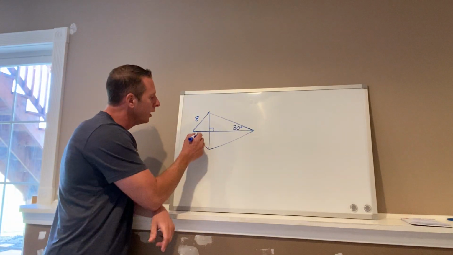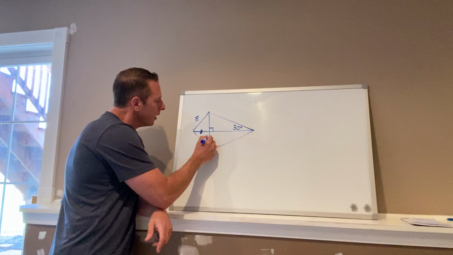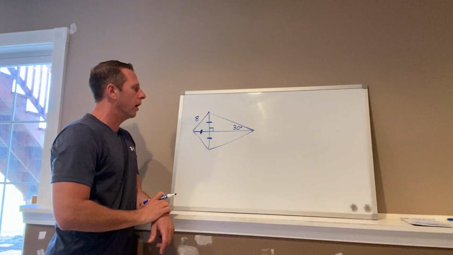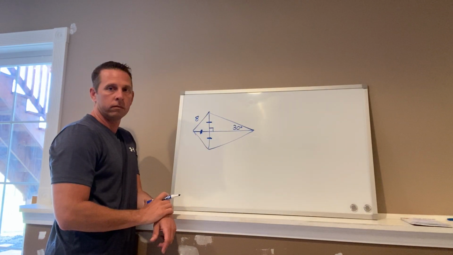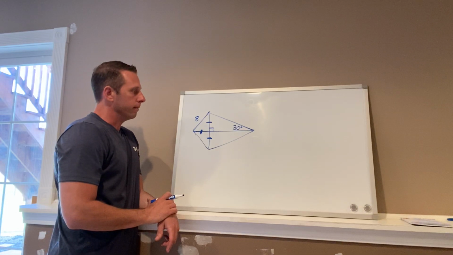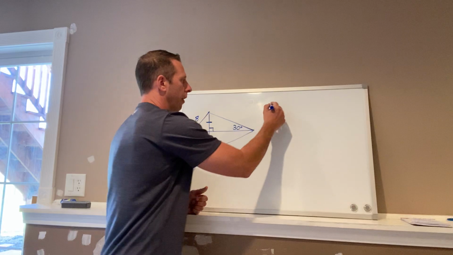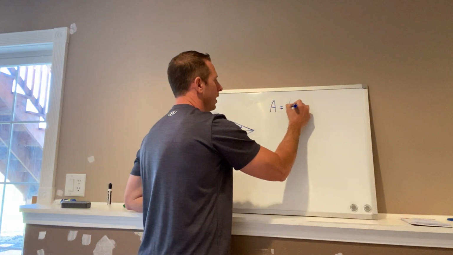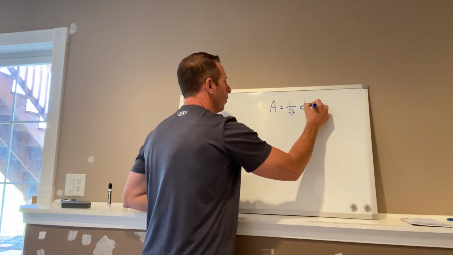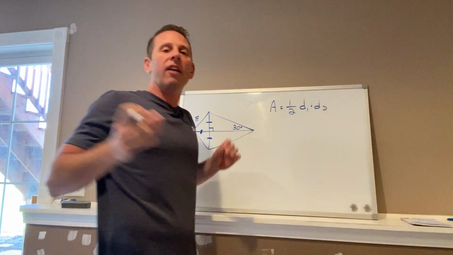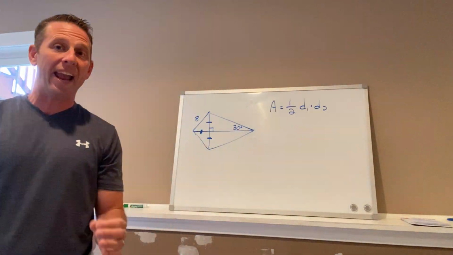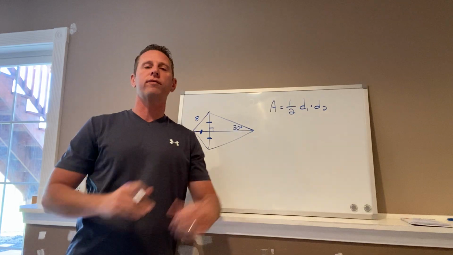I am also going to say that this segment and this segment are congruent. Area of a kite from our last video: 1/2 diagonal 1 times diagonal 2. If you don't know where that formula came from and you care, go watch my first video.